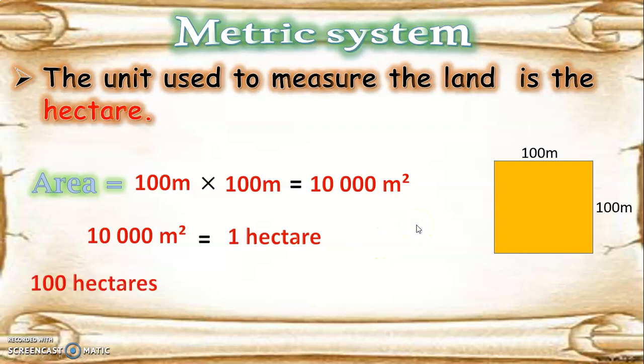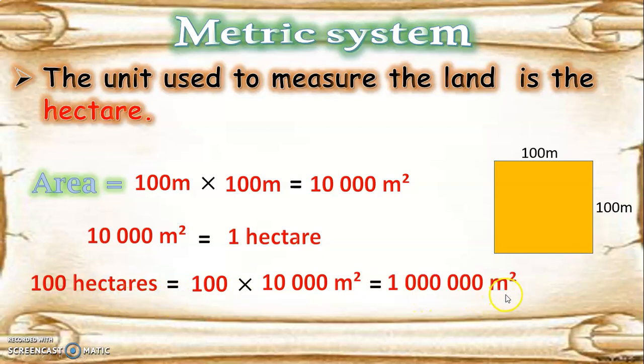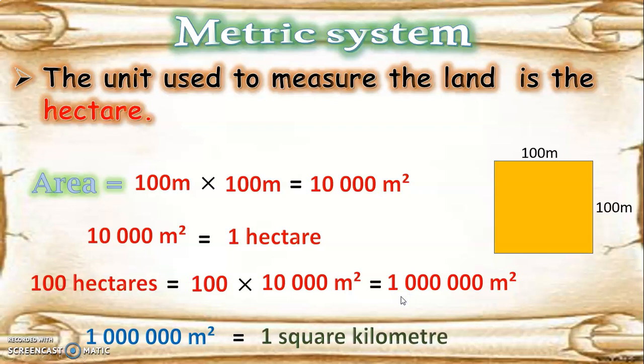If we have 100 hectares, how many meters squared do we have? So what we are going to do now, we just multiply this 100 by 10,000 meters squared in order to know how many meters squared is 100 hectares. So the answer is 1 million meters squared. And if we reach 1 million meters squared, it is equal to 1 square kilometer.